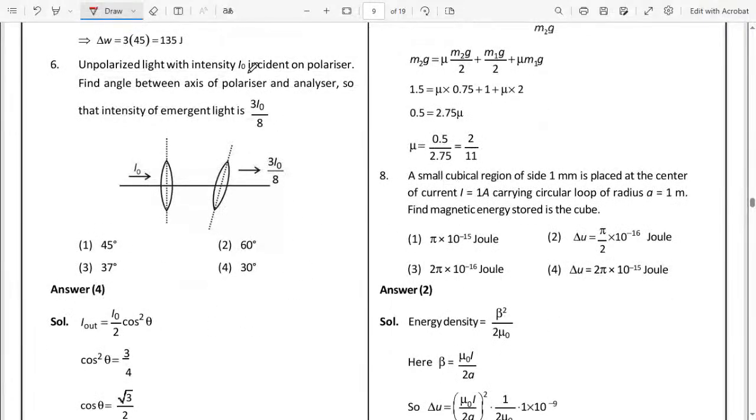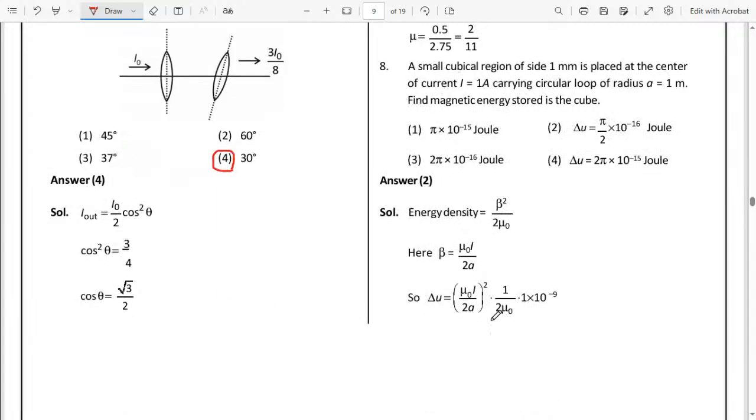Next, question number 6. Unpolarized light with intensity I0 incident on polarizer. Find angle between axis of polarizer and analyzer so that intensity of emergent light is, so option 4 is correct option, students. 30 degrees, right?